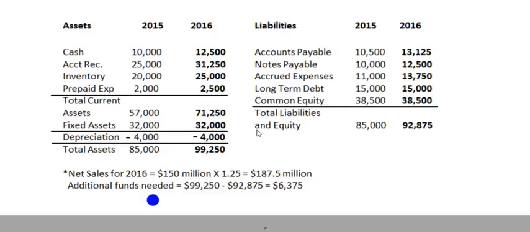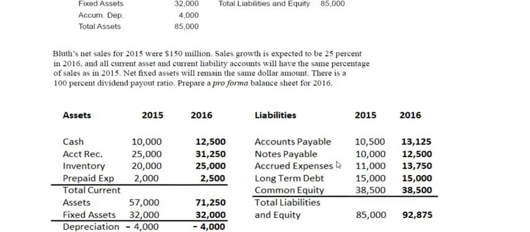Okay, and the only other thing you want to have in here is you want to make sure that you calculate what the net sales are, and that's just simply a 25% increase from 150 million, which would bring net sales up to 187.5 million. And I think that pretty much does it for this problem.